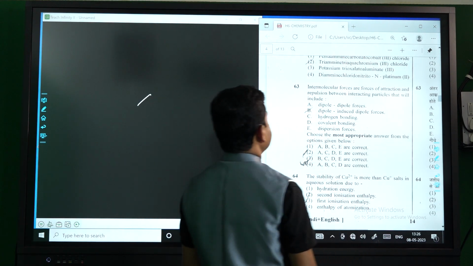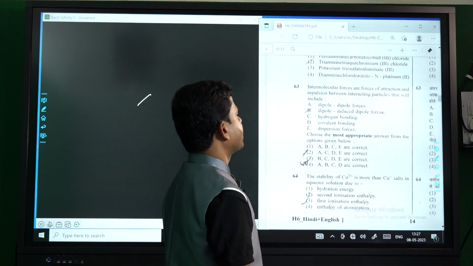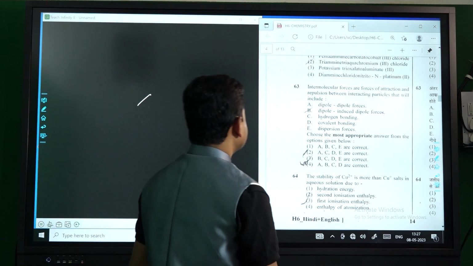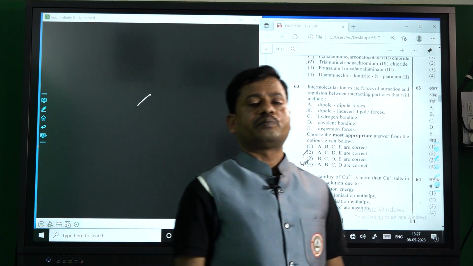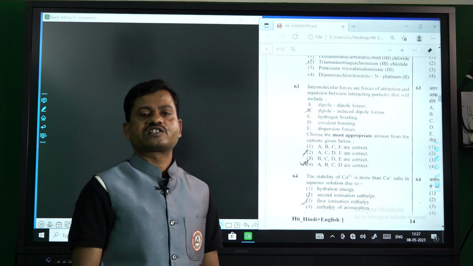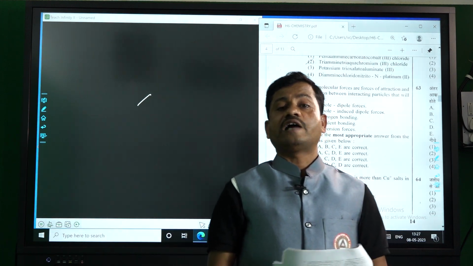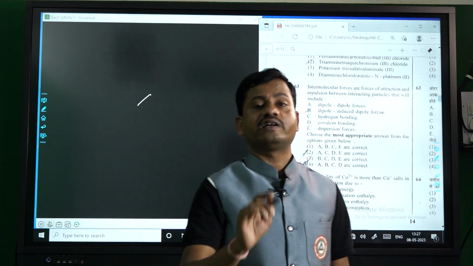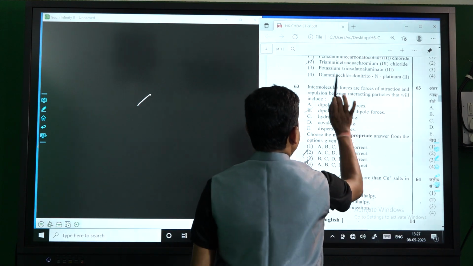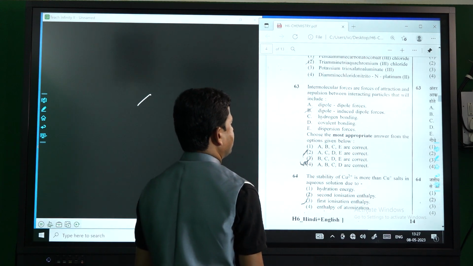And question number 63. Intermolecular forces are forces of attraction and repulsion between interacting particles that will include. So dear students, five types of intermolecular forces are present: dipole-dipole interaction, dipole-induced dipole interaction, dispersion force, ion-dipole interaction and ion-induced dipole interaction. So in that scenario, dipole force exists, that is correct. Dipole-induced dipole force exists, correct.